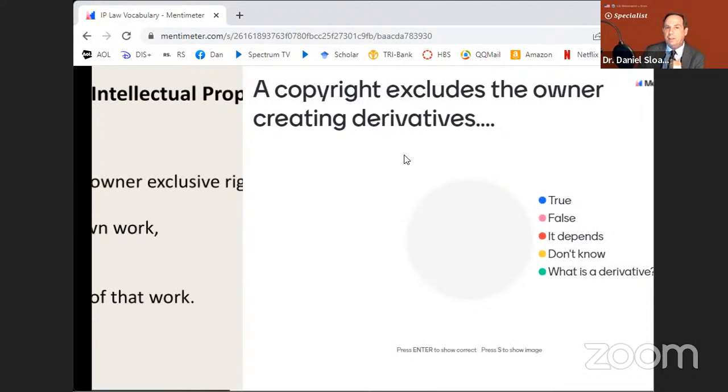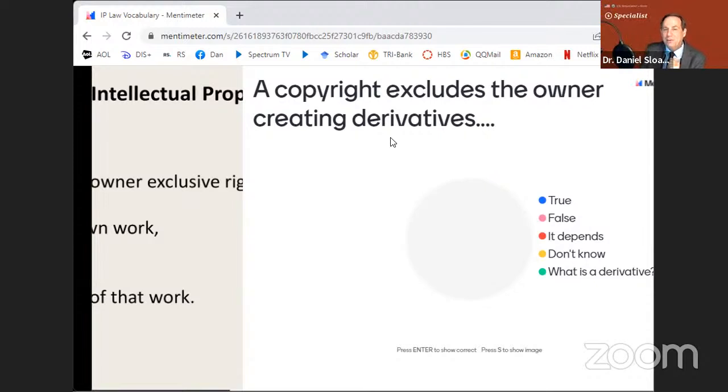Another one here: a copyright excludes the owner from creating derivatives. Is that true? Or is it false? It depends. You don't know. What is a derivative? Yes, by the way, what is a derivative? I thought that might come up.